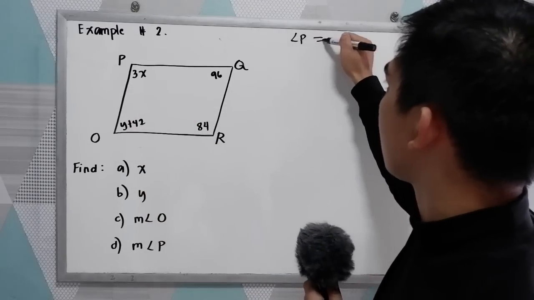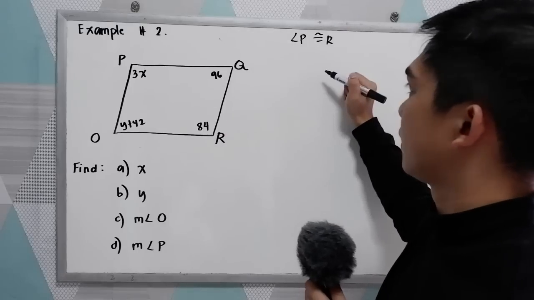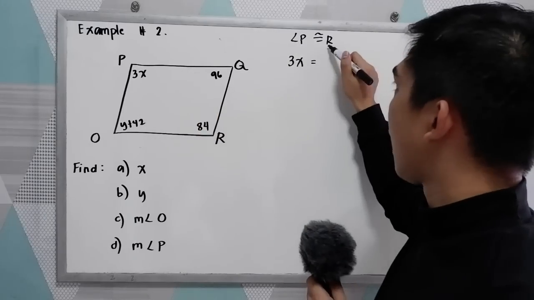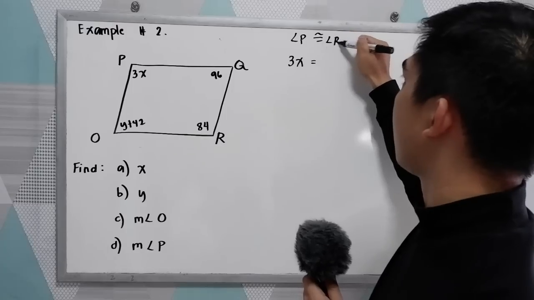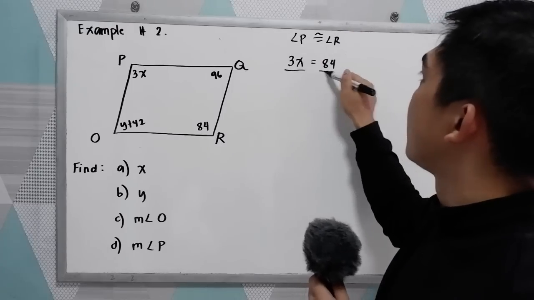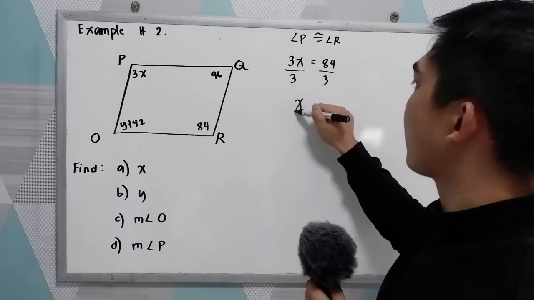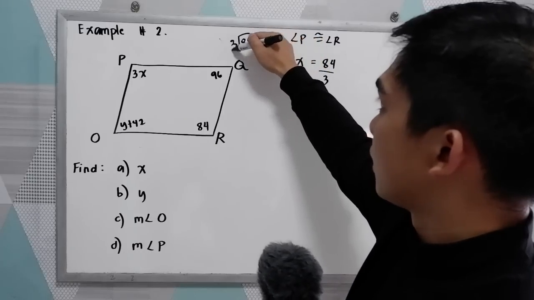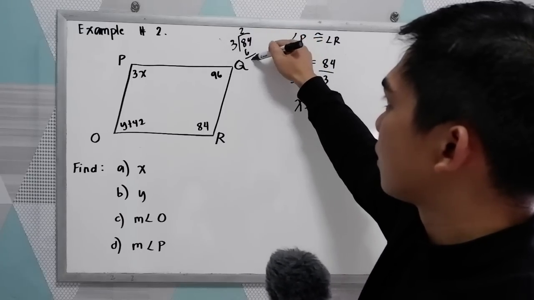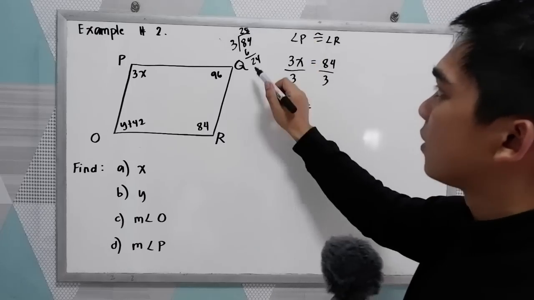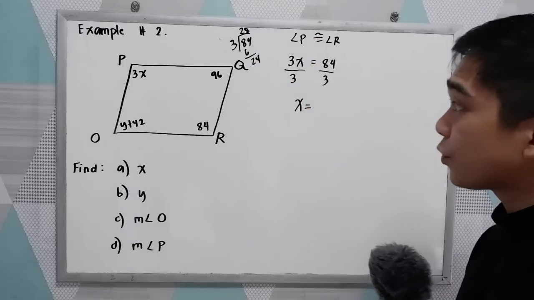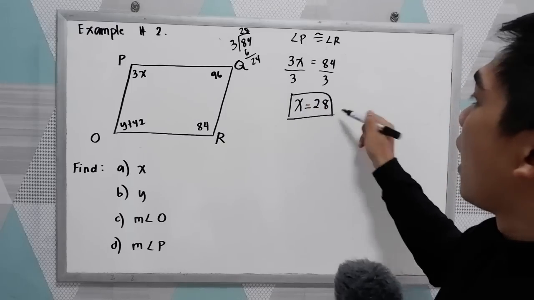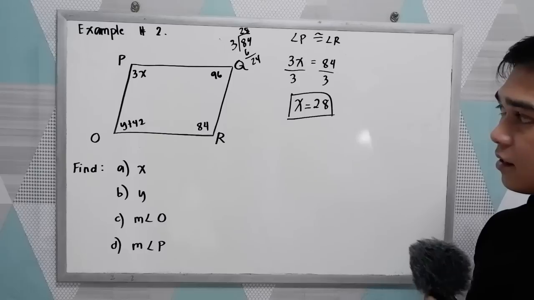So angle P is congruent to angle R. So angle P, which is 3x, is equal to angle R, which is 84. Divide by 3. So x is equal to 84 divided by 3. 24 divided by 3 is 8, and 60 divided by 3 is 20, so 28. Our value for x now is 28.